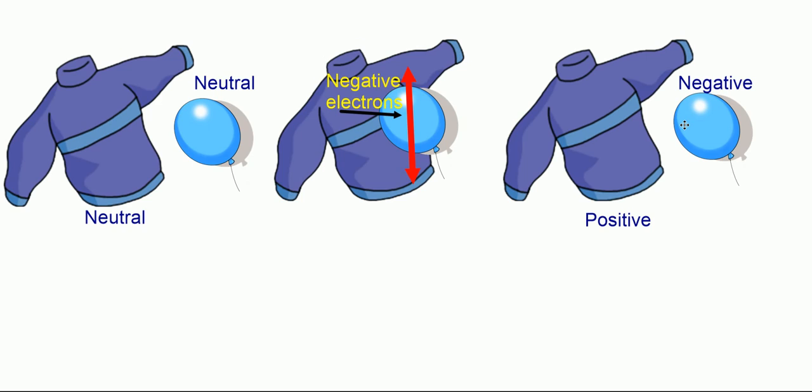And that's your classic example of charges moving. It's called electrostatics, and the objects are left charged afterward. They were neutral before, both of them. Now one's positive, one's negative because of the flow of electrons.